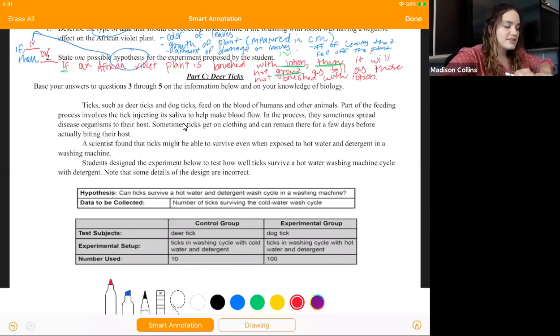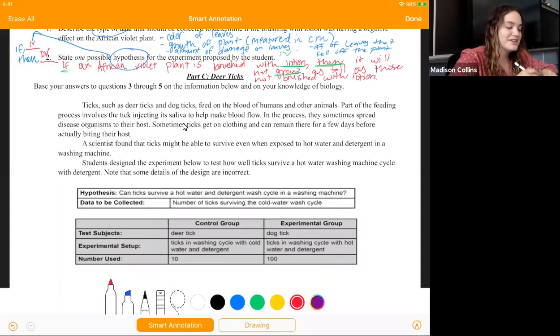In the process, they sometimes spread disease organisms to their host. Sometimes ticks get on clothing and can remain there for a few days before actually biting their host. A scientist found that ticks might be able to survive even when exposed to hot water and detergent in a washing machine.